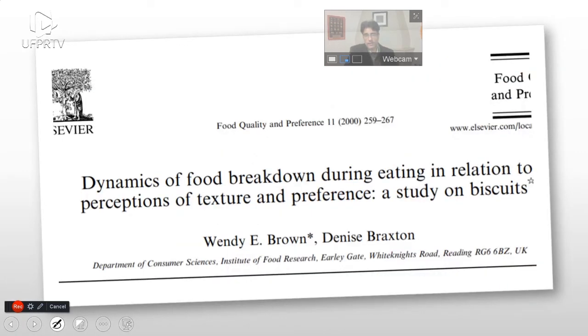Other research examples, this one from food science, Food Quality and Preference, dynamics of food breakdown during eating in relation to perceptions of texture and preference. This is really just parenthetically, this line of research is fascinating because they talk about how many bites someone takes. They measure everything. It's so different from what I researched, but it's fascinating stuff.